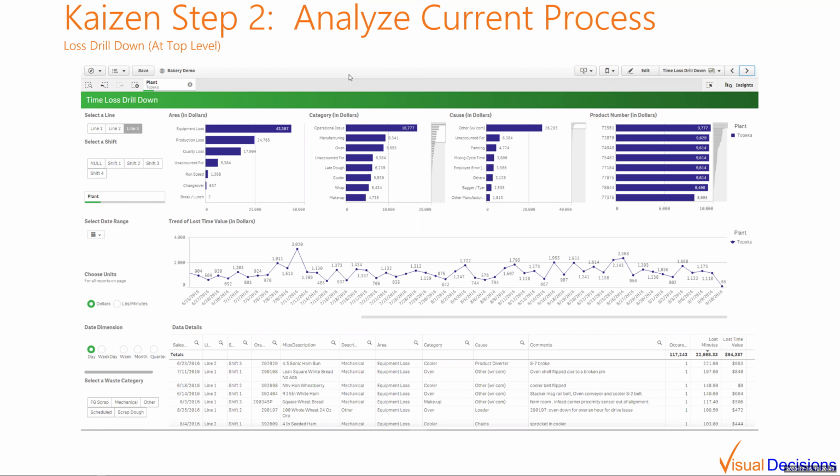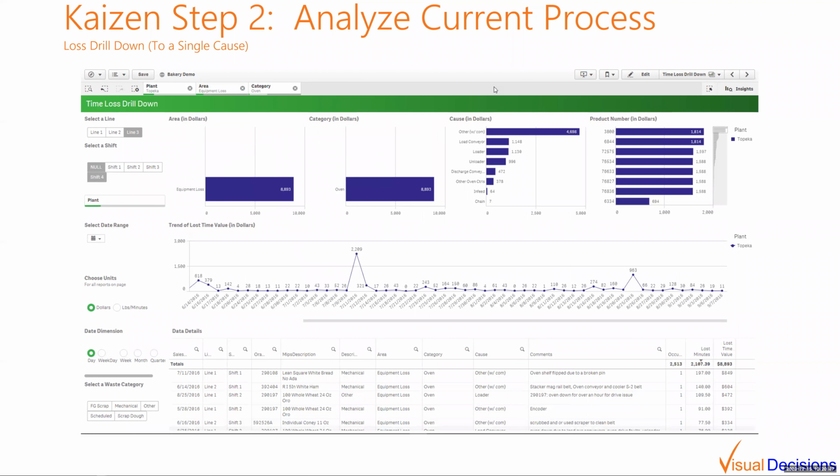And so then, as we accumulated this information and drilled into those biggest bars, what we were able to find is that the equipment loss in the oven was the biggest issue. And if we looked at how much we were losing on a daily basis for that, most days we didn't lose much time at all, but then we had these big spikes of downtime.